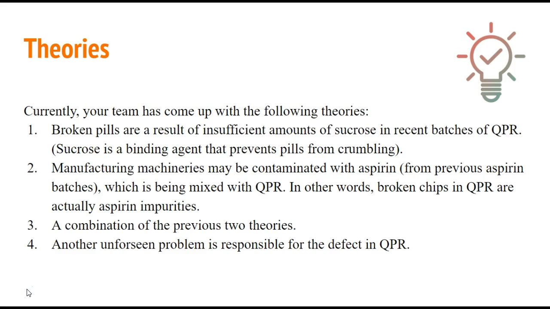Your team has four possible theories. Broken pills are a result of insufficient amounts of sucrose in recent batches of QPR. Sucrose is a binding agent that prevents pills from crumbling. Manufacturing machineries may be contaminated with aspirin from previous aspirin batches that your company manufactured. So those impurities are being mixed with the QPR. So in other words, the broken chips in QPR are actually aspirin impurities. A combination of those two theories or another unforeseen problem is the responsible defect in QPR.